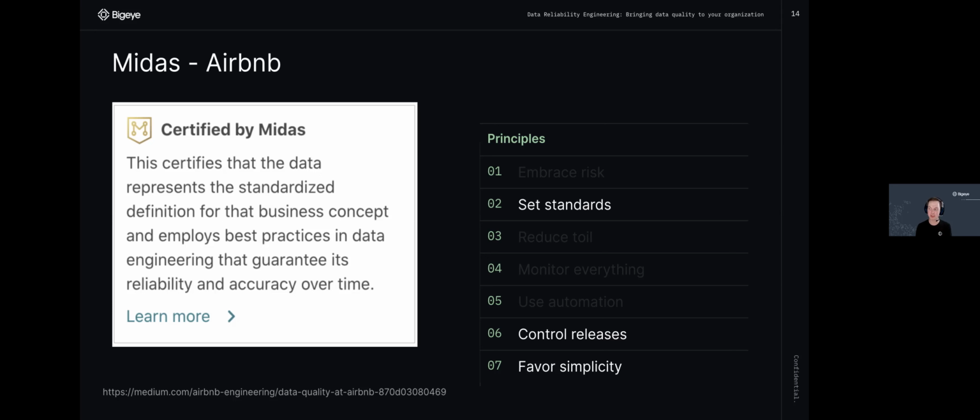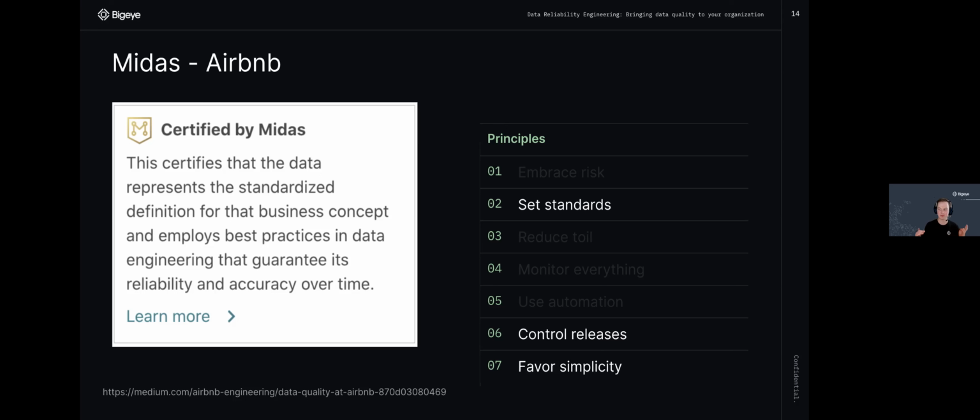The second principle this addresses, controlling releases. You can't just willy-nilly certify a data set as Midas certified at Airbnb, you can't just go and click a button and say, yeah, I definitely followed all the best practices here. There are standards that have to be enforced, and Airbnb does a great job of enforcing those standards. And by controlling what gets certified, by controlling the changes to the data sets, and making sure that they are not breaking certification if they would, Airbnb makes sure that any change maintains the reliability of that data. And that is exceptionally important.